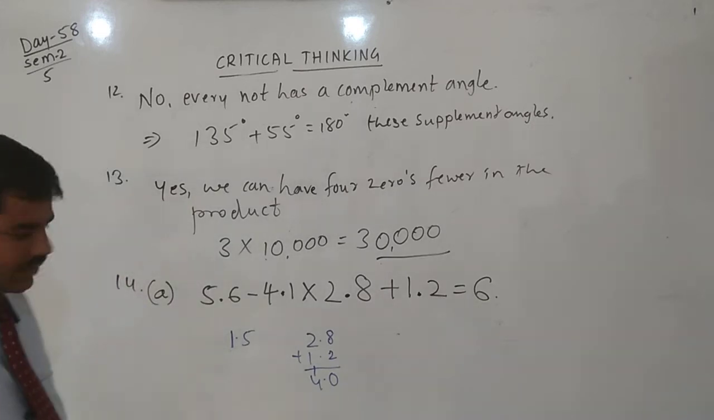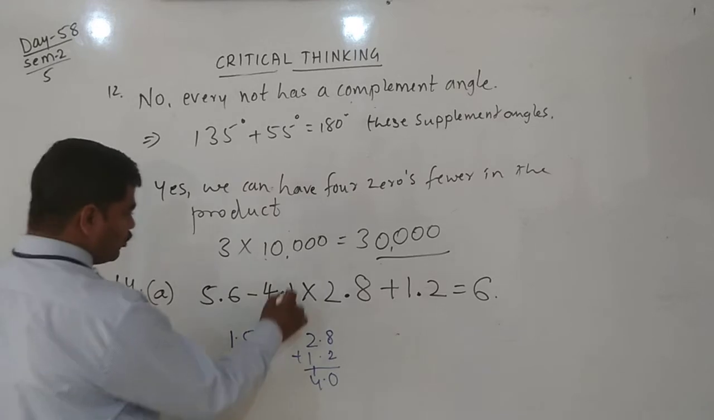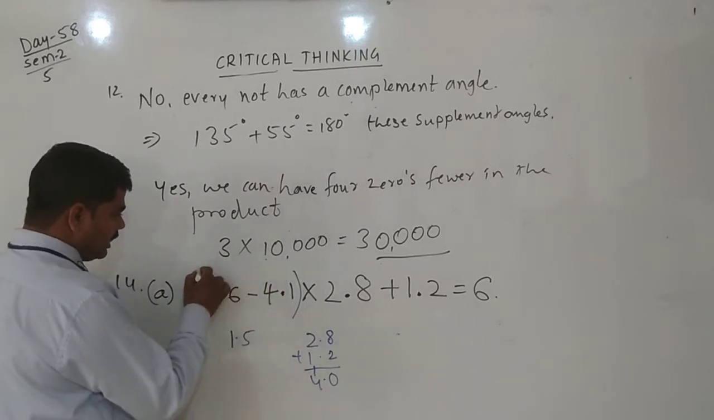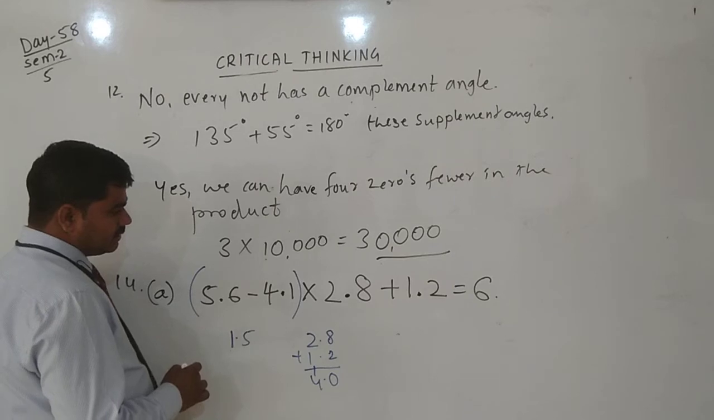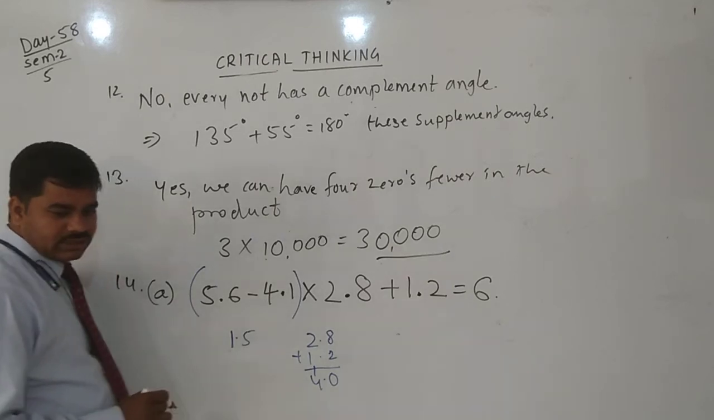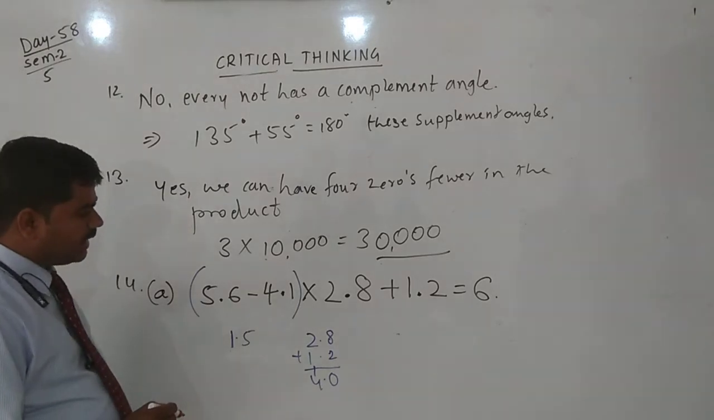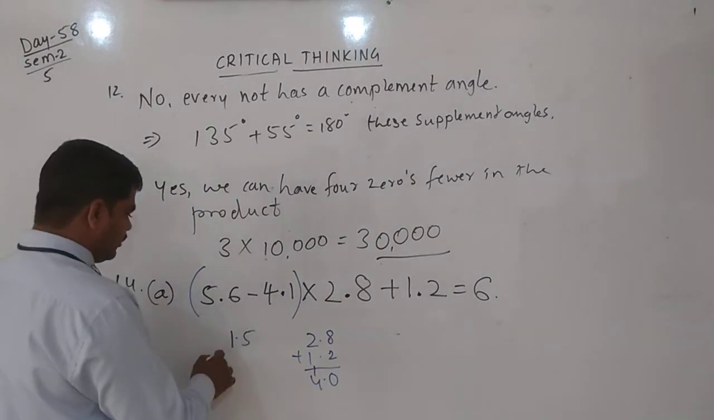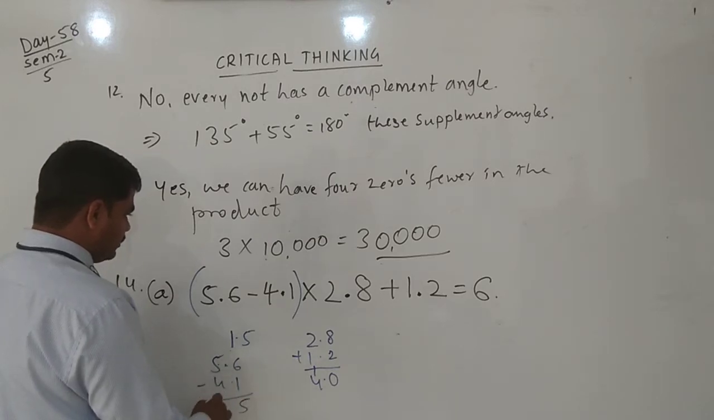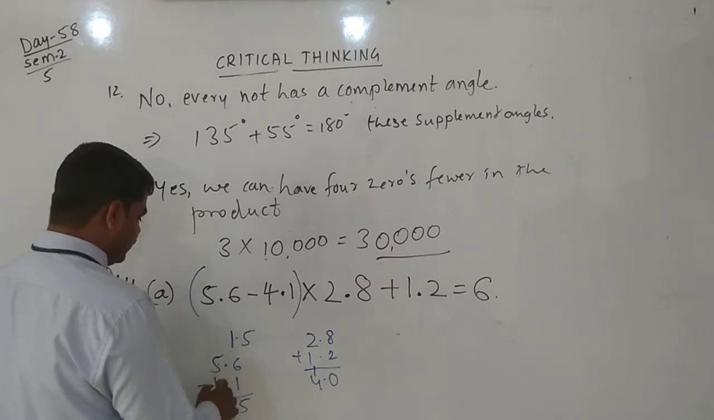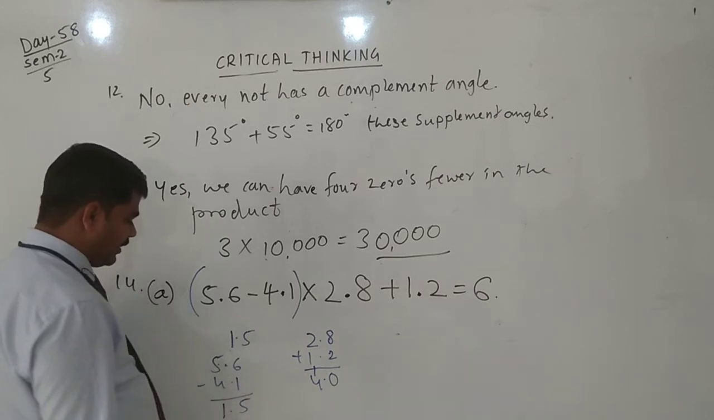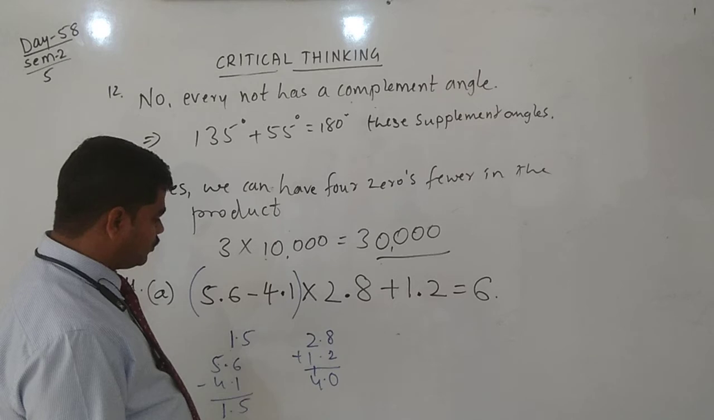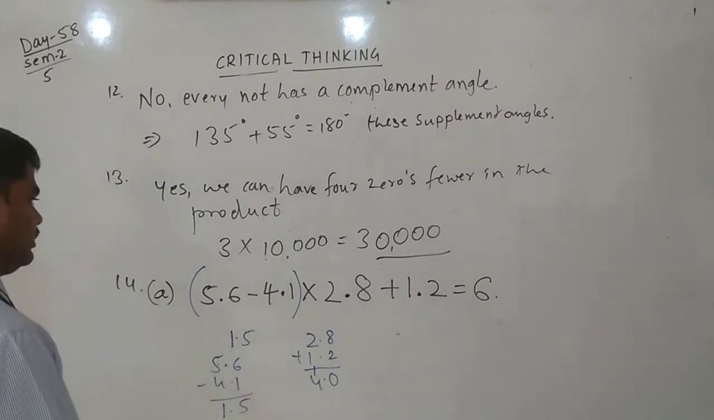No, not possible here. But we can have these two brackets. Here one bracket, then one more bracket we need. That is 2.8 plus 1.2, the answer is 4. It is 5.6 minus 4.1, this is how much? It is 1.5, into 4.